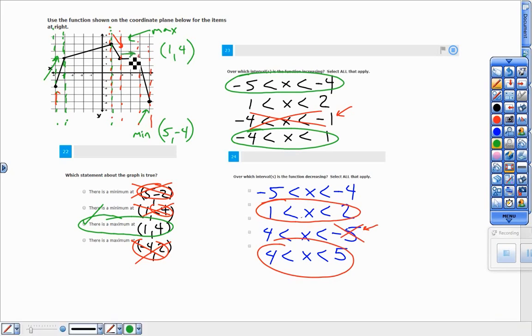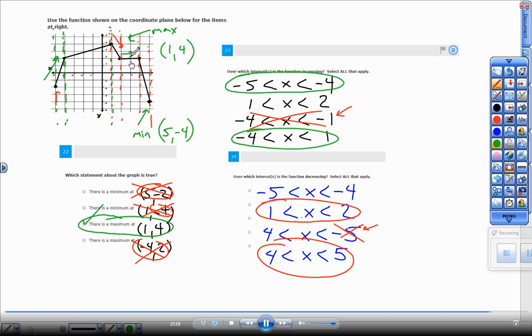Okay, almost done. 25. Remember, that stretch is going straight. Don't say increasing or decreasing for that flat stretch.